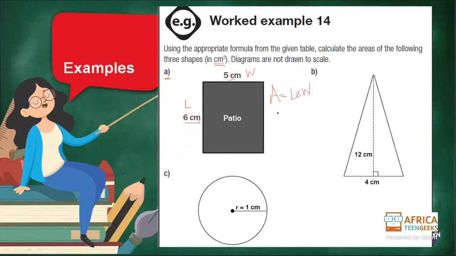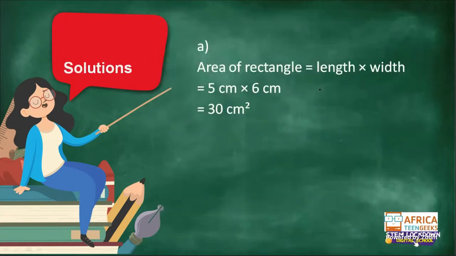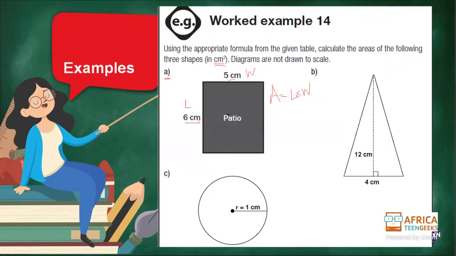So let me just show you. 5 centimeter times 6 centimeter. 5 times 6 is 30. And centimeter times centimeter is centimeter squared. This one is simple. Now let's look at the second one.